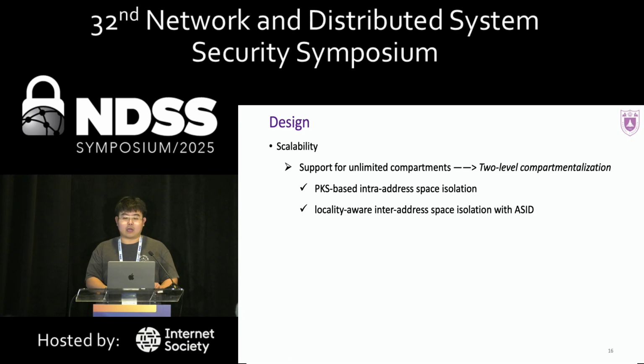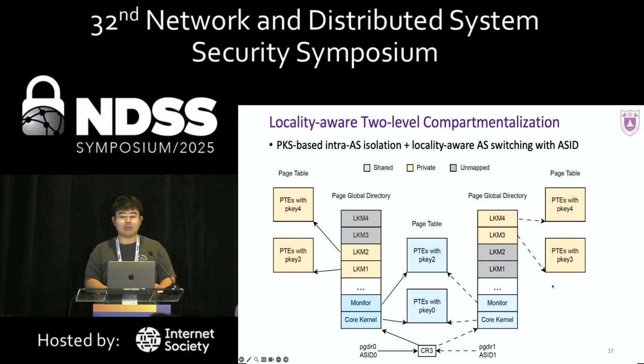The benefits of compartmentalization depend on the granularity of the compartments, which is limited by the number of supported domains. The Linux kernel contains thousands of LKMs. However, the 4-bit P key limits the available compartments to a maximum of 16. As a solution, we propose a two-level compartmentalization scheme. The first level is PKS-based intra-address space isolation, while the second level is locality-aware address space switching with ASID.